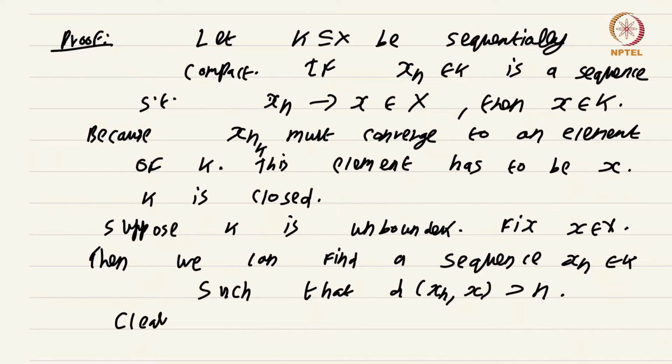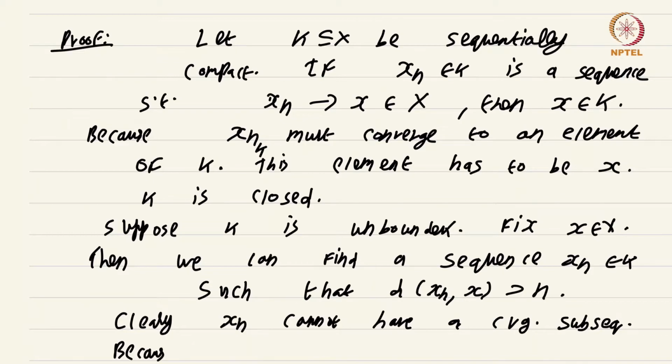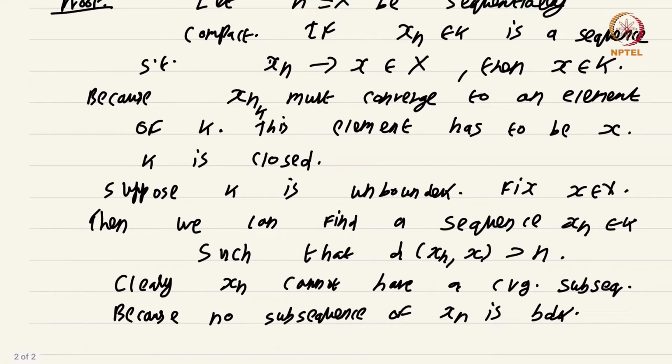Clearly, xn cannot have a convergent subsequence because no subsequence is bounded. No subsequence of xn is bounded. That's the way this sequence xn has been constructed. This shows that it cannot be the case that K is unbounded. So K must be bounded. That means K is both closed and bounded, which is what we wanted to prove.